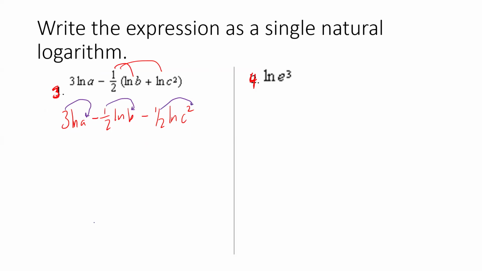Why did the plus turn into a minus in the parentheses? Because negative 1/2 times 1 is negative 1/2. You're distributing a negative half. Good question. Okay, so we're left with natural log of A to the 3rd minus natural log of B to the 1/2 minus natural log of C to the 1. Why did I write C to the 1? There we go. 1/2 times 2 is 1.